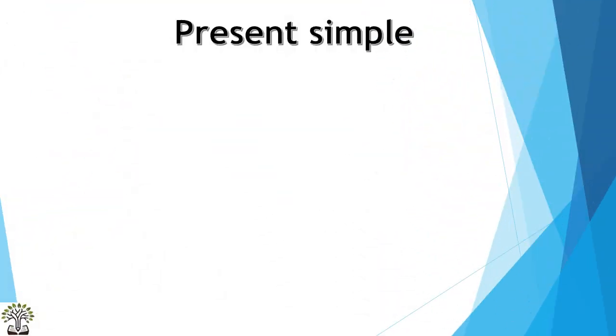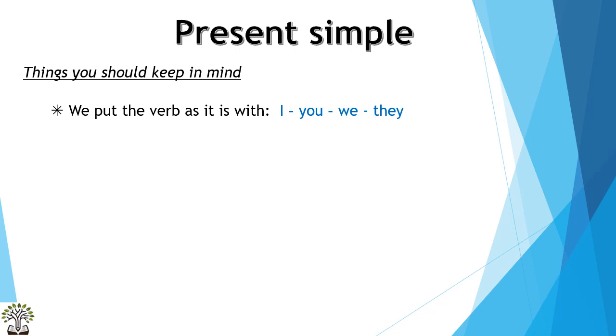Next, I want to talk about something that you should keep in mind. Okay, things that you should keep in mind. And the first thing is we put the verb as it is with I, you, we و they. كتحط الفيرب كما هو، كتهزو كتحطو كما هو ملي كيكون عندك I و you و we و they. Okay. We add s or es to the verb with he, she و it. وهذه ديجا هي اللي بدينا بها ملي كيكون عندنا third person singular. Okay.